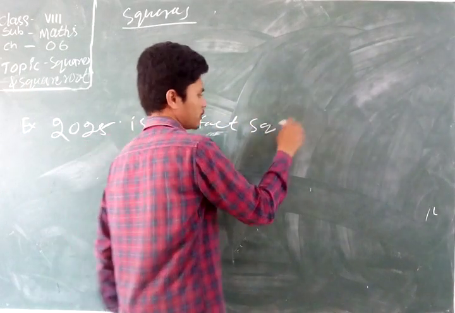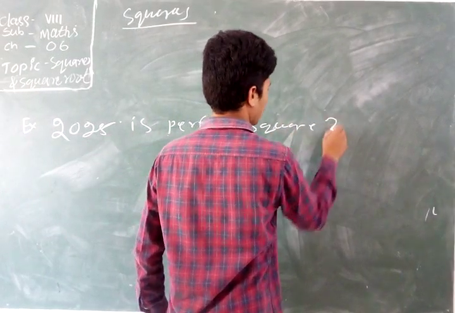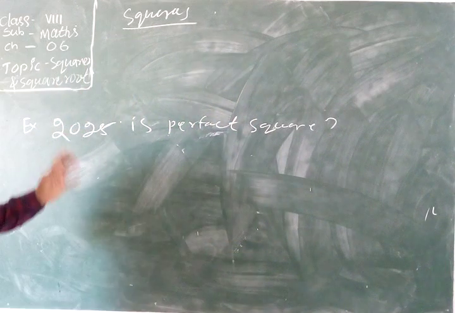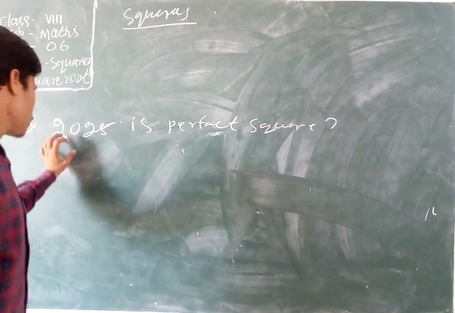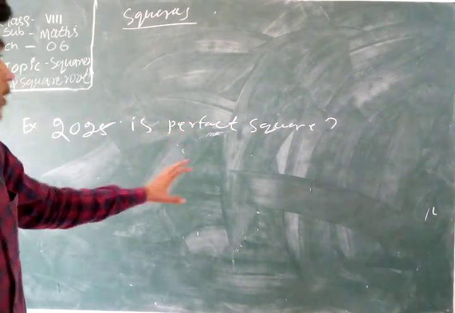Perfect square or not? Now use the factorization method again and check it. Is 2025 a perfect square or not?